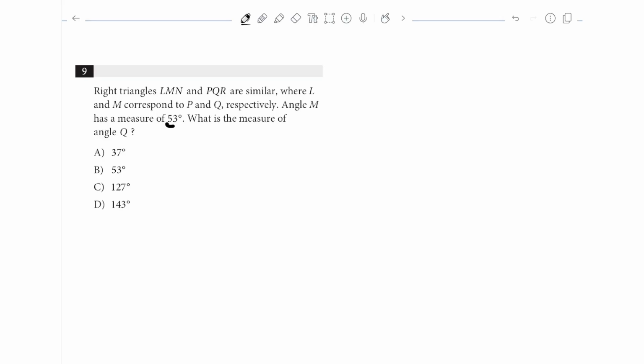So this word respectively simply means that whatever order they came in is the same order they correspond with. So all that means is that angle L corresponds with angle P, and that also means that M corresponds with Q. So if M and Q correspond with each other, they must have the same angle measure. So if M is 53, so is Q.